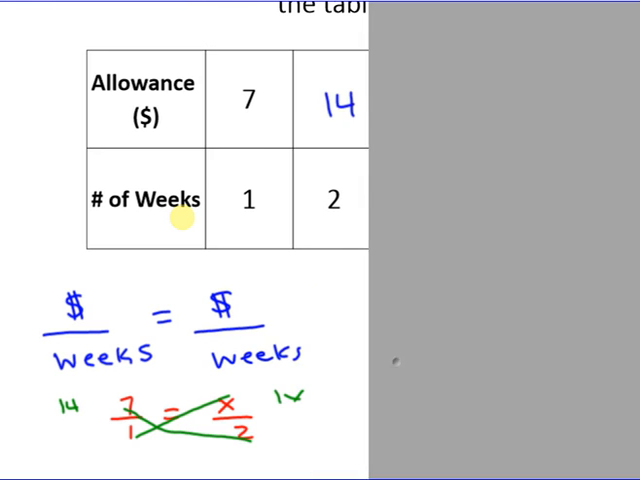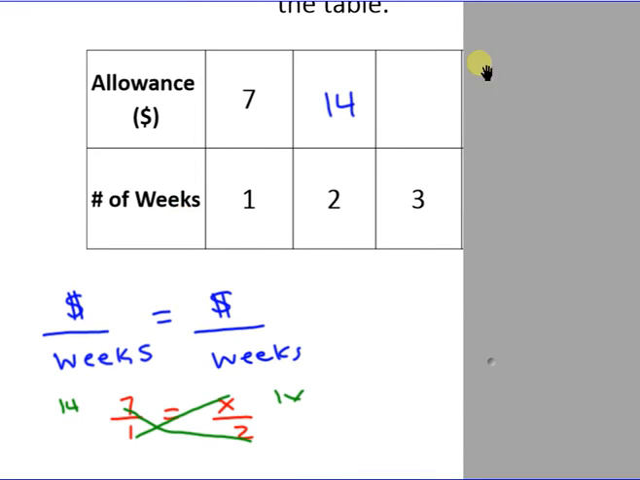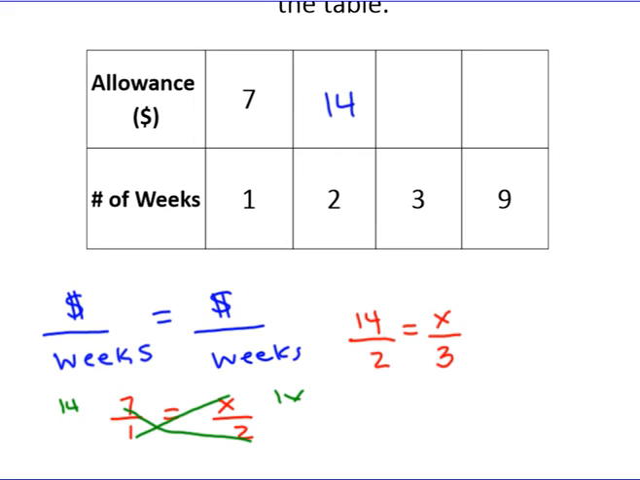Now if I took that cover and I scooted it over a little bit, now could you use this to solve for the next one? Yes, you could. So your next proportion would be 14 over 2 equals x over 3. See, you're just taking this is equal to this right here. Okay, you're just doing little baby steps so that you can fill in each box.